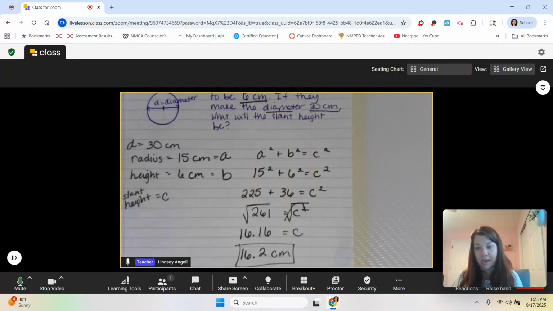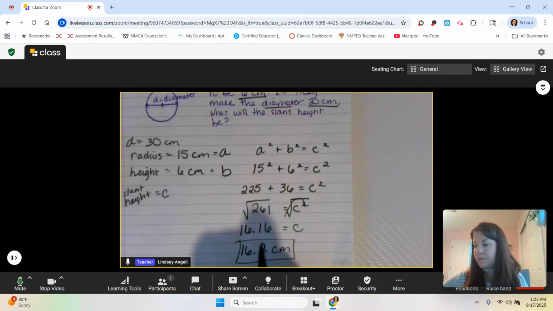So again, depending on what it asks for, whether it's rounded to the nearest tenth or to the nearest hundredth, that could determine which answer you pick.